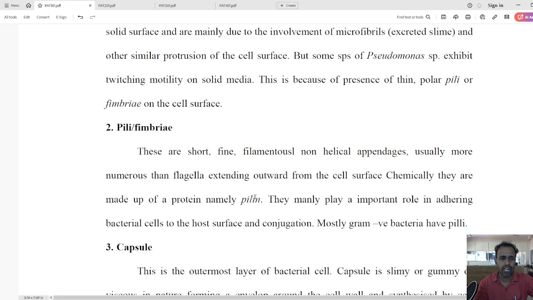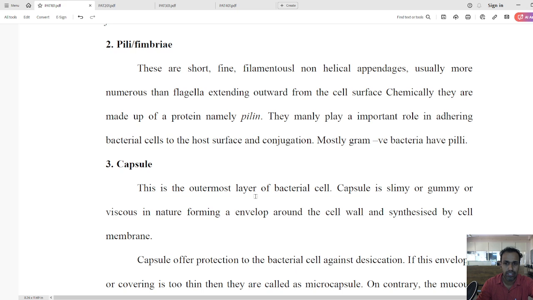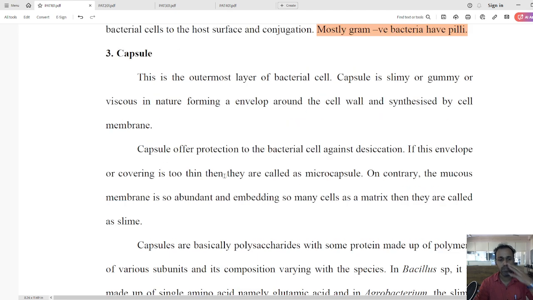At least remember flagella and pili. Pili are short, fine, less than the flagellar length. Flagella are made up of the protein flagellin. Pili are made up of pilin proteins. Gram negative bacteria have most of these flagella and pili. Then the capsule is the outermost layer of the bacterial cell, and it is slimy, a little bit gummy, a slimy substance that can stick to the surface.